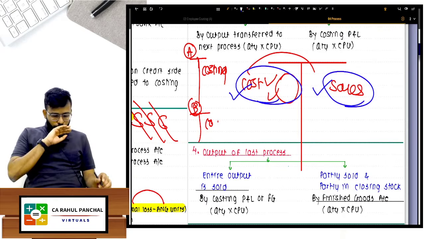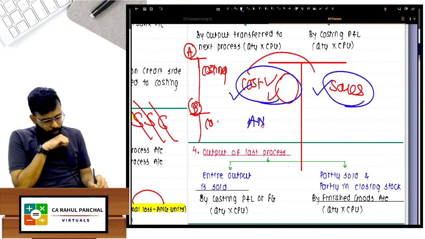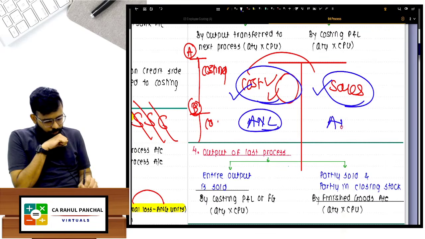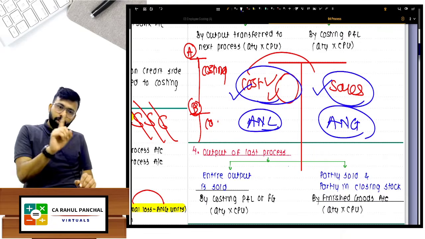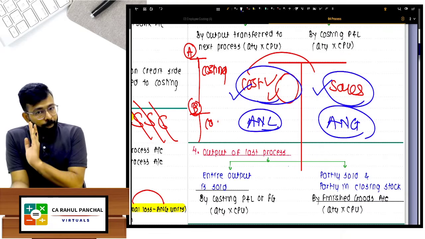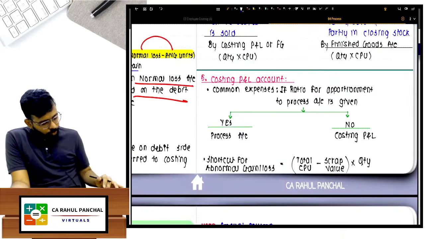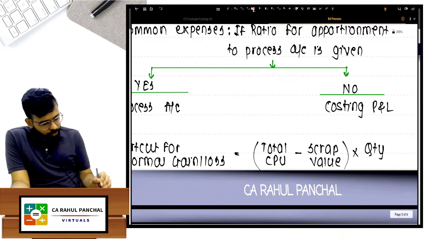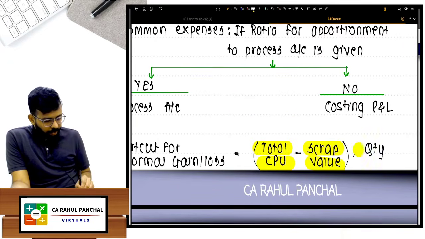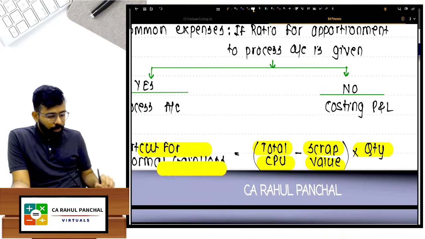After that, is there any abnormal loss? So that will come here. If there is abnormal gain, that will come here, from the abnormal loss and gain account. If you don't want to prepare the abnormal loss account, there is a shortcut also. And what is the shortcut? The shortcut is this: total CPU minus scrap value, into quantity. You will get that abnormal loss answer.